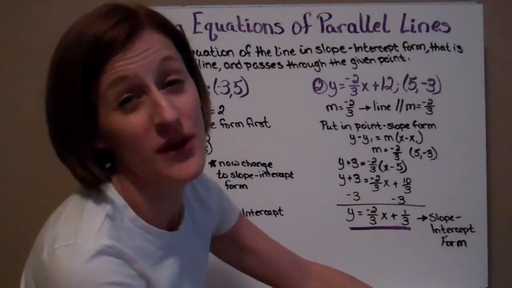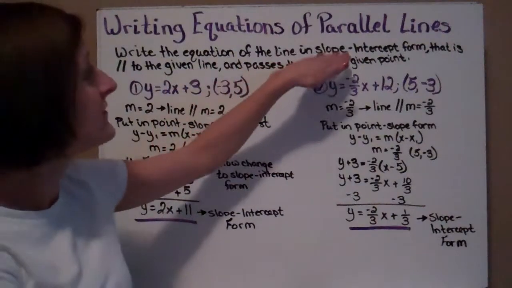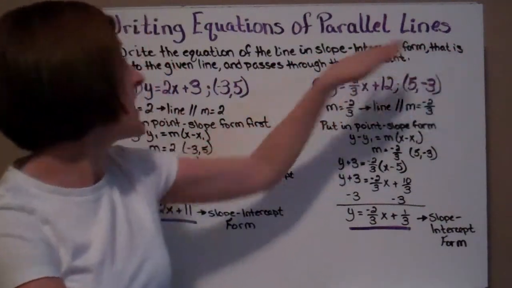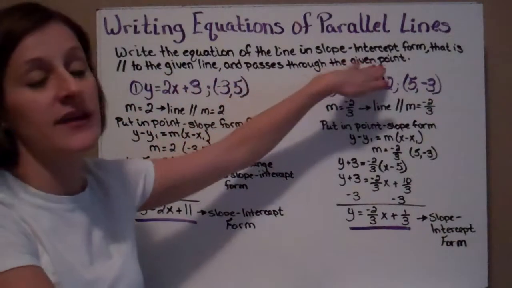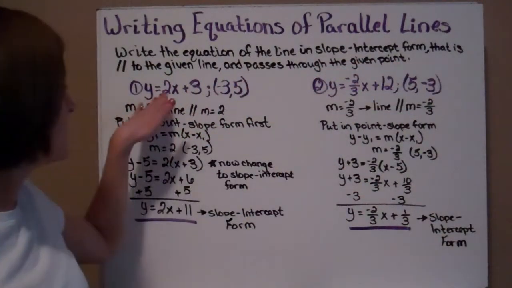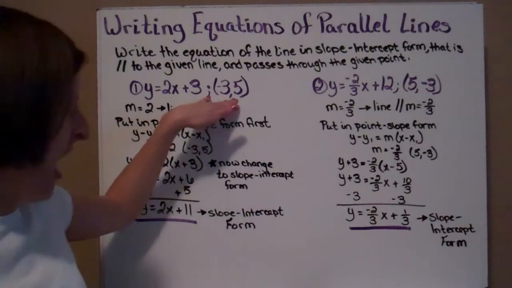Alright, now writing equations of parallel lines. Basically, we're going to write the equation of a line in slope-intercept form that is, remember, parallel to the given line and passes through the given point. So we have the equation y equals 2x plus 3 and the point (-3, 5).